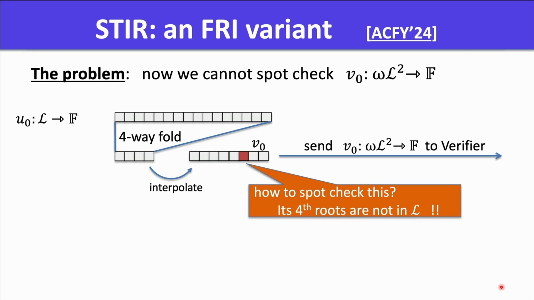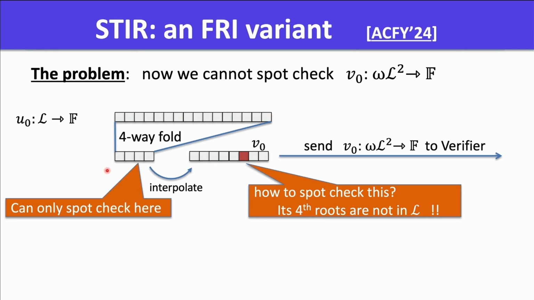The question is, how do we spot check this V0? As you remember, to do a spot check on V0, what we would have to do is open U0 at 4 points, the fourth roots of this point, compute the folding of those 4 values, and then compare it to the actual value in the cell of V0. The problem is that the fourth roots of this point are not in our original domain L, so we can't use this trick. We can only do spot checking on L to the fourth. We can't do spot checking on these other domains.